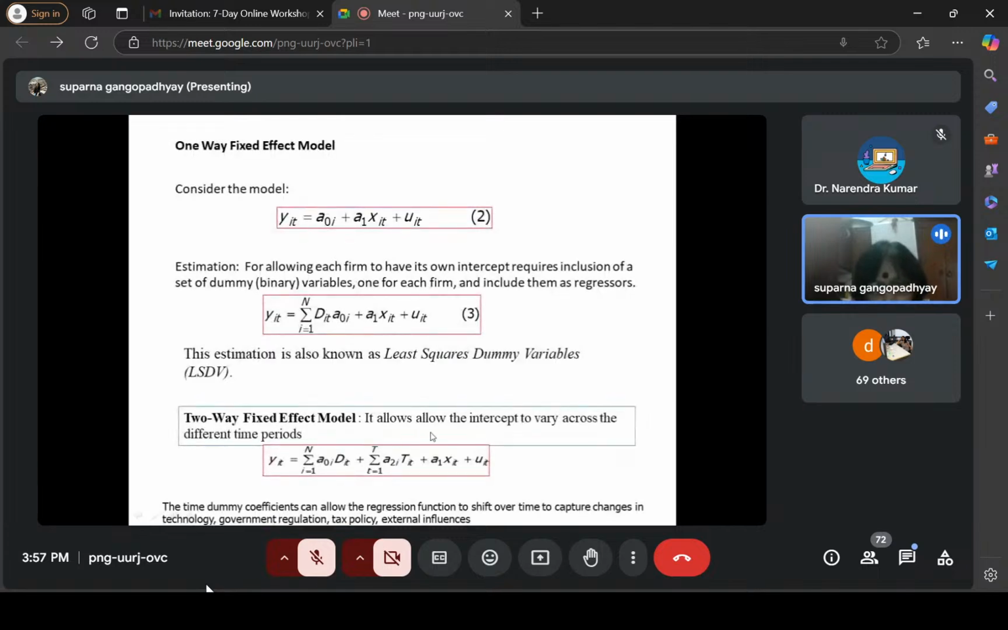And for two-way, you are allowing your cross section to vary over your time. When i is 0, it is the intercept, and similarly A2 times the time dummy. So you have to know how you incorporate your time dummy. One is the cross-section dummy, one is the time dummy. That means your regression equation now shifts over time. That means your technology, your external shocks, all are incorporated in the two-way model. Clear? Yes, ma'am.